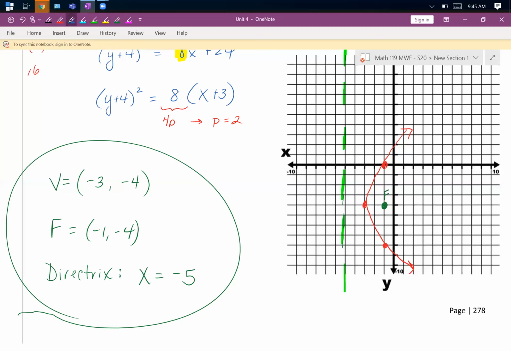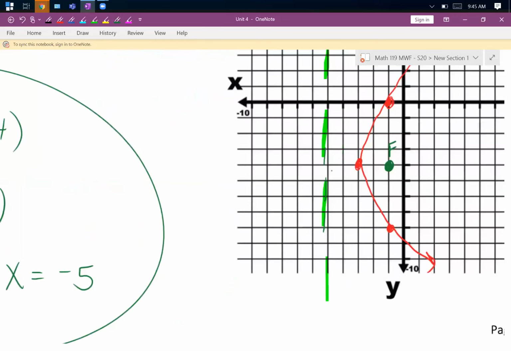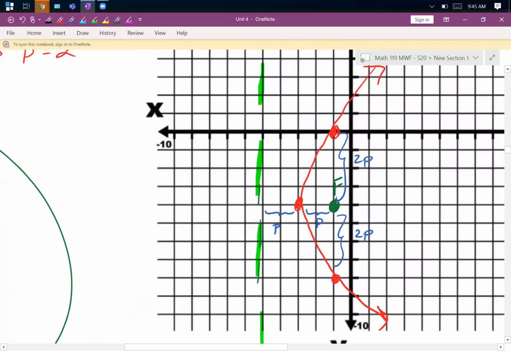Well, it depends. If it's facing to the left, then it would be to the right. Also, it's just behind it. So this here is p units, this here is p units. I gotcha. That's 2p. This is 2p. All right, that's cool. Anybody else?